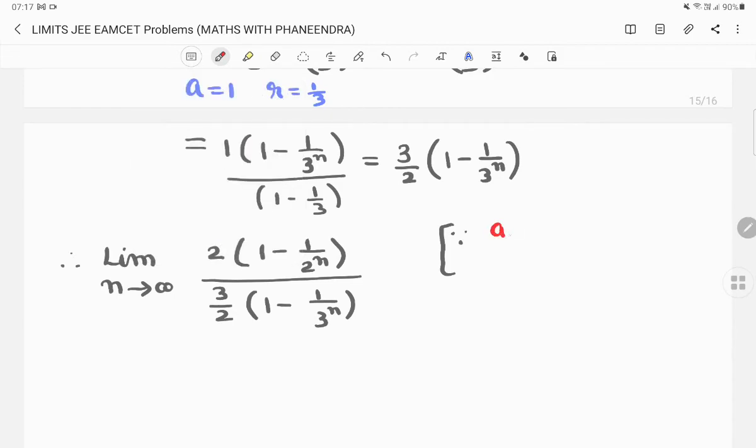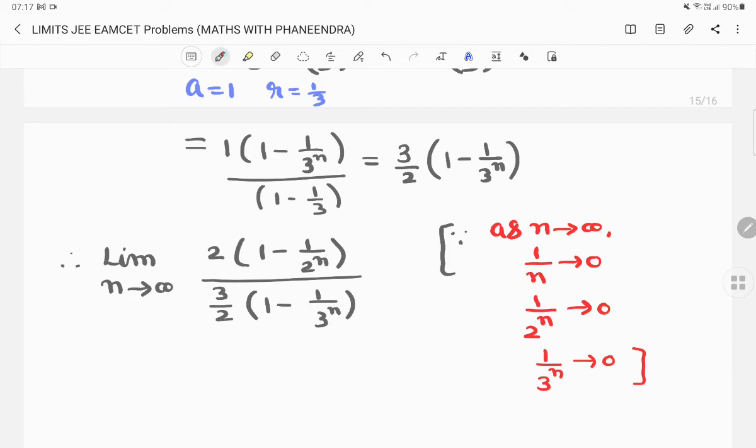As n tends to infinity, 1 by n tends to 0, that we know generally. Not only 1 by n, 1 by 2 power n also tends to 0. Whenever 1 by 2 power n tends to 0, obviously 1 by 3 power n also tends to 0.